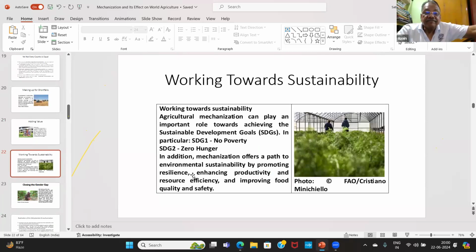Then sustainability. Here you see the Sustainable Development Goal 1, no poverty. Sustainable Development Goal 2, zero hunger. The world leaders, policymakers, they are thinking of this, but at a lower level, at our state level, district panchayat level, we are thinking differently. We are not giving importance. People are not aware of this. But those who are the topmost layer think there should be no poverty and no hunger. And this only can come from agriculture.